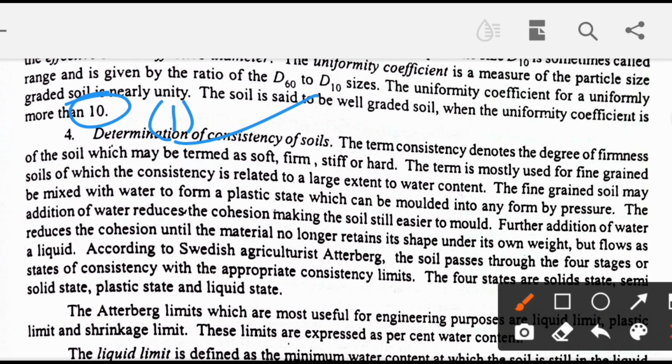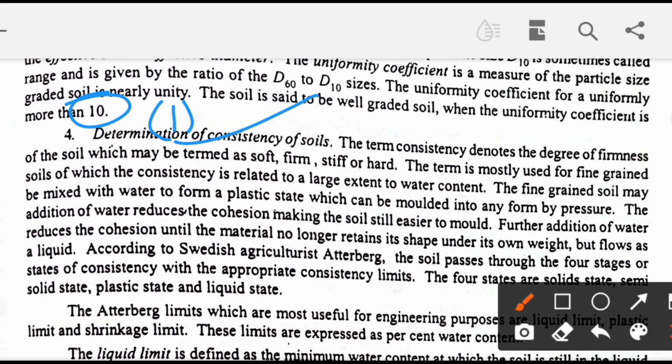The addition of water reduces the cohesion, making the soil easier to mold. Further addition of water reduces the cohesion until the material no longer retains its shape under its own weight but flows as a liquid.